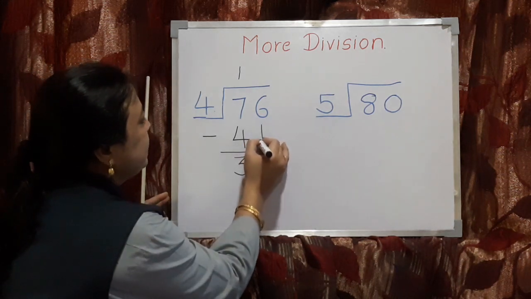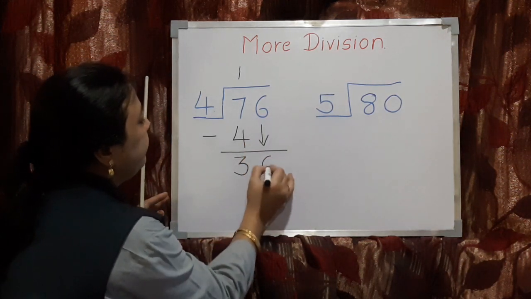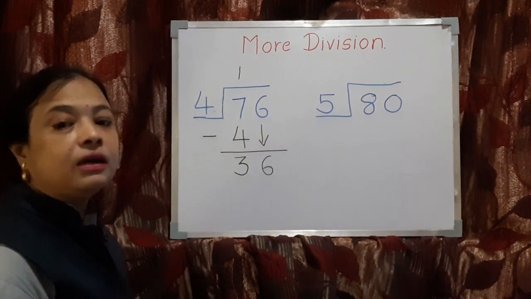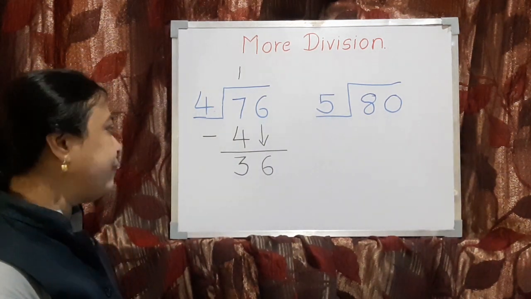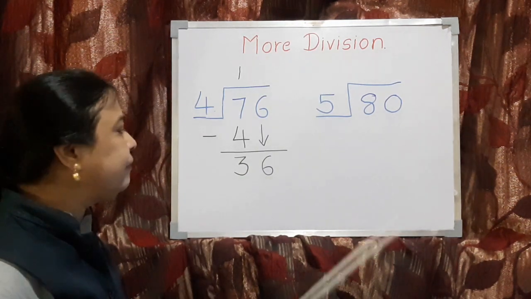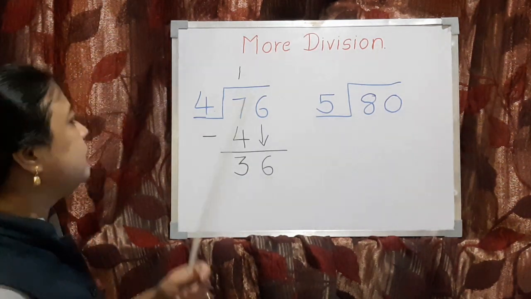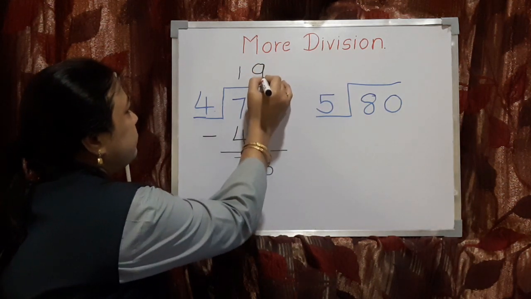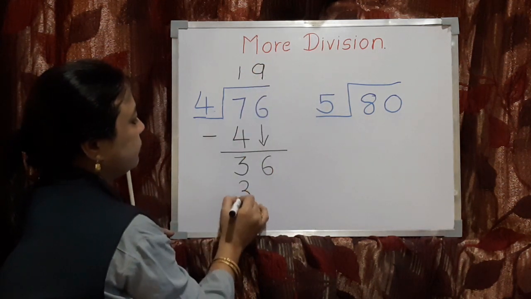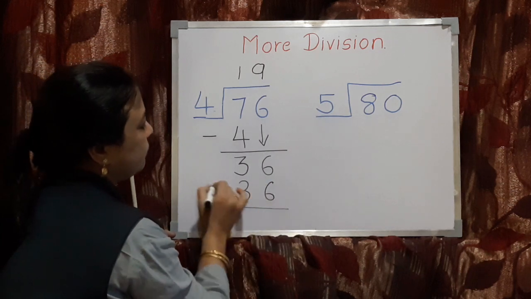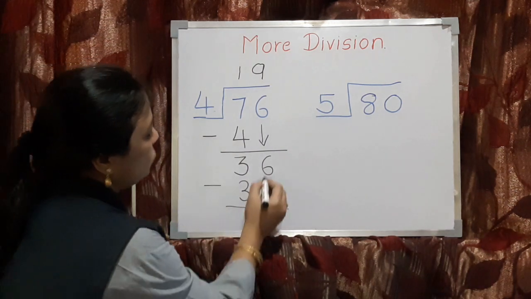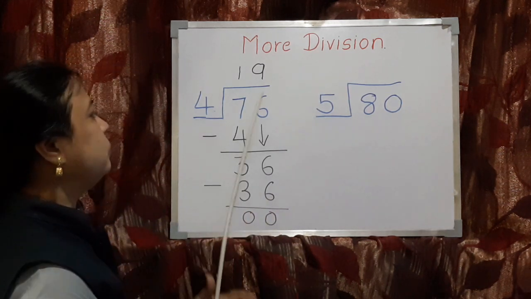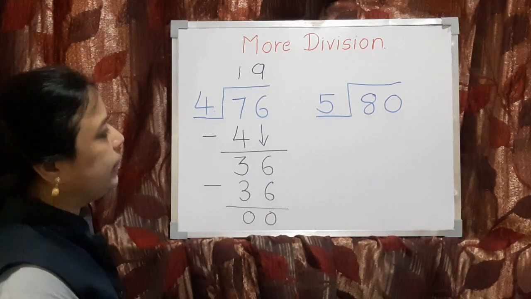Now this 6 we are going to bring down. Okay? So in the 4 table, when 36 comes, 4 1s are 4, 4 2s are 8. When you say the full table, then 4 9s are 36. So here we will write down 9. And we will subtract. So 6 minus 6 will come 0, and 3 minus 3 will come 0. So the answer will be 90.